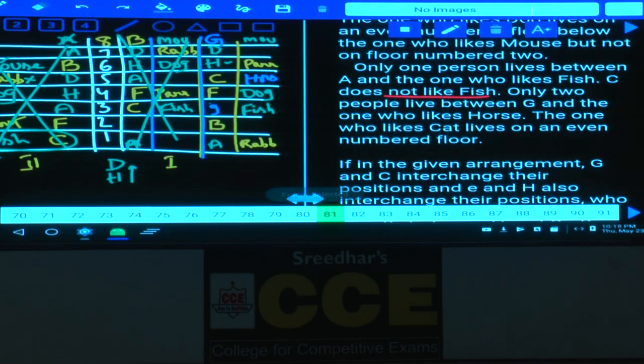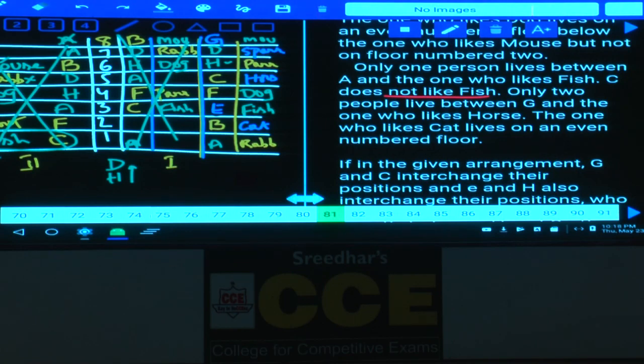Done with this? If G is here, tell me who is the person left over. And finally, the person left over is E. E is the person left over. E must be on floor number 3. And the one who likes cat lives on an even number floor. Cat lives on an even number floor, that means on the second floor. Then cat is here, then what is left over here? Sparrow. And the one who likes sparrow must be on the 7th floor.